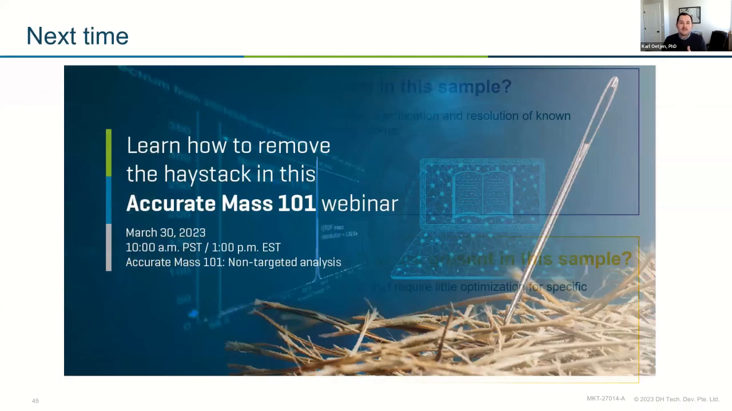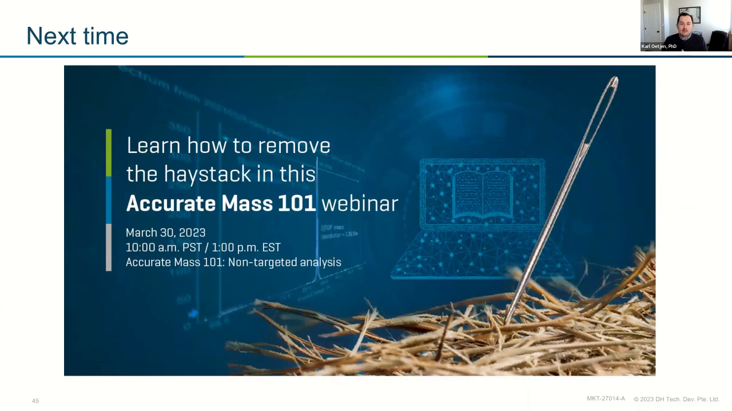But if you want to answer that more complex question of what is in my sample, are these samples the same? What makes them different? Please join me for the next session, which is my favorite topic in high resolution mass spectrometry, non-target analysis. We're really going to dive into how to answer some of those really complex questions and what tools are available for you to use.